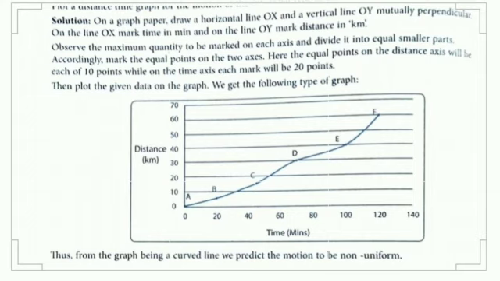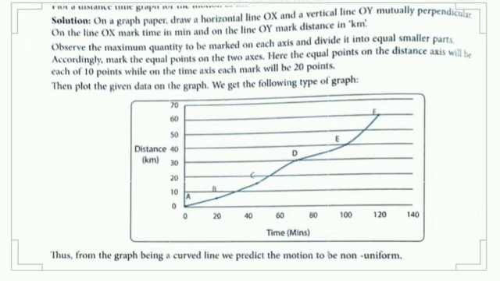Here the equal points on the distance axis will be each of 10 points, while on the time axis each mark will be 20 points. We have just marked, we suppose from this to this is 20, and equally it is 20, 40, 60 time zone. Thus from the above graph, we found a curved line, which means the motion is non-uniform.